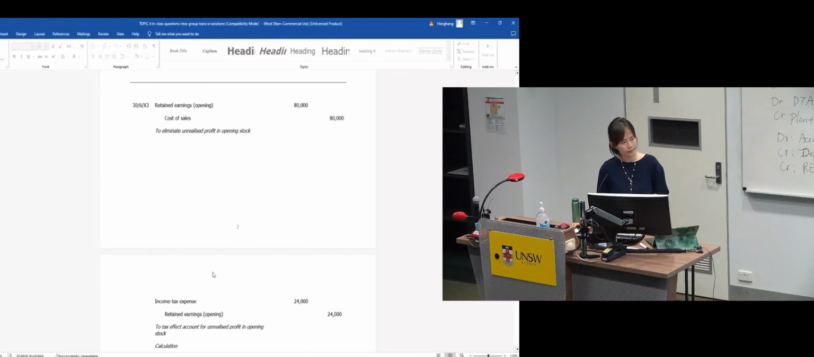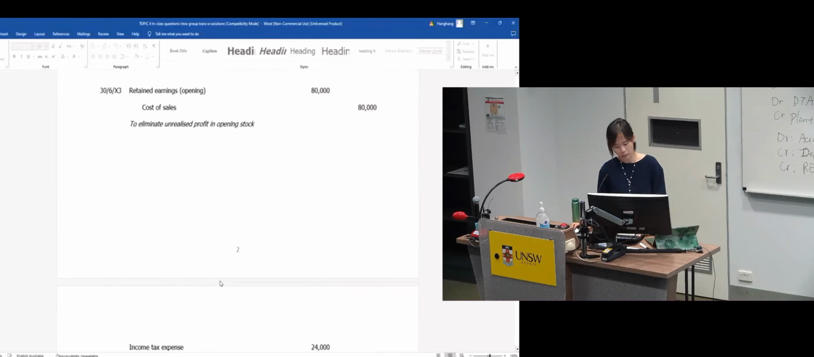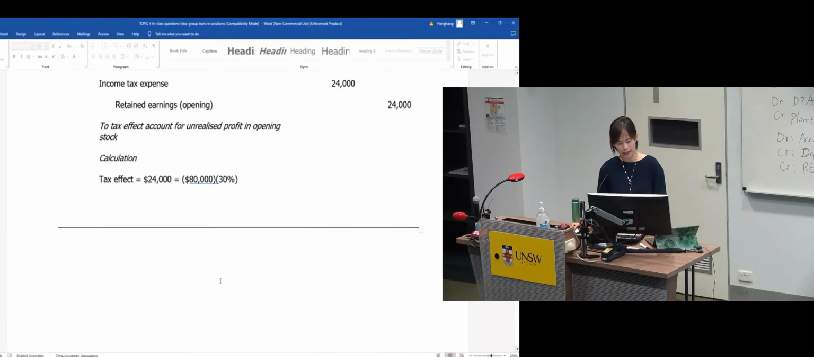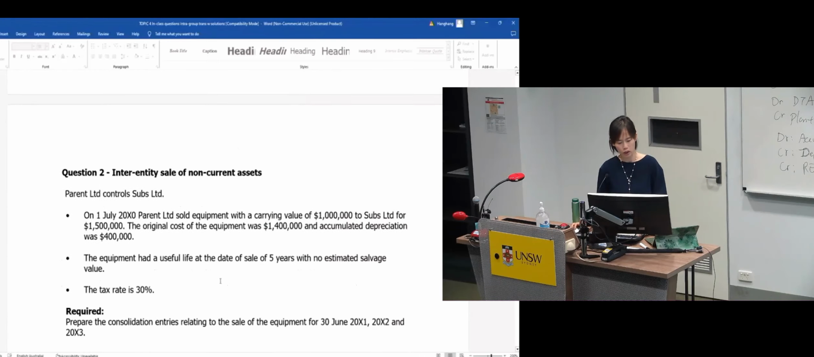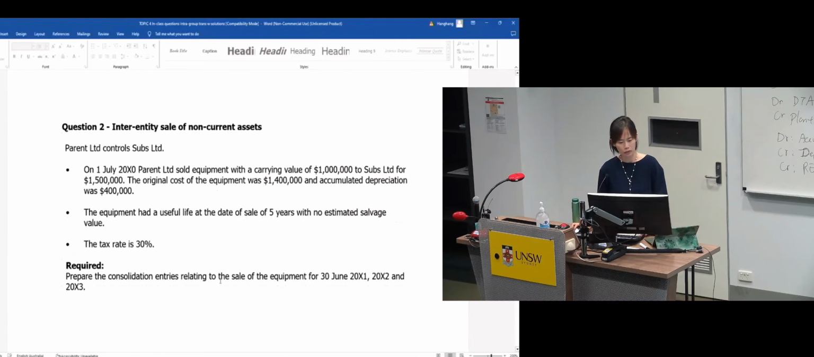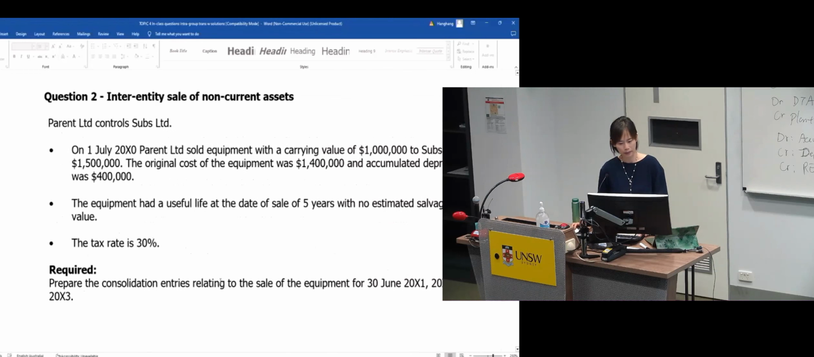All good? Okay. Now moving on to have a look at the second question that is related to intra-group transfer of PPE. Worksheet entries are required for year end 30 June X1, X2, and X3. Assuming you are currently in year X1, let's have a look at when these intergroup transactions take place.